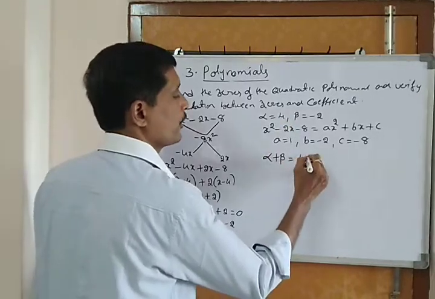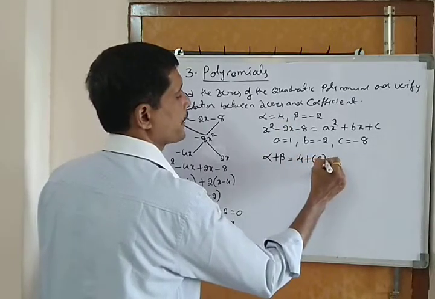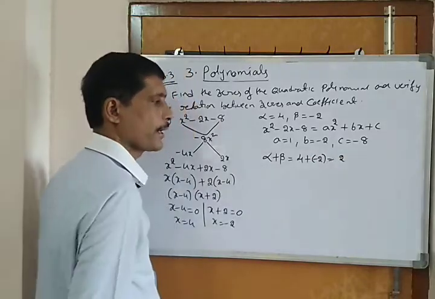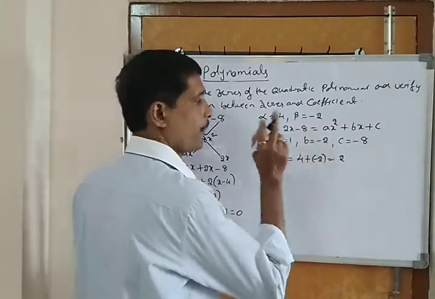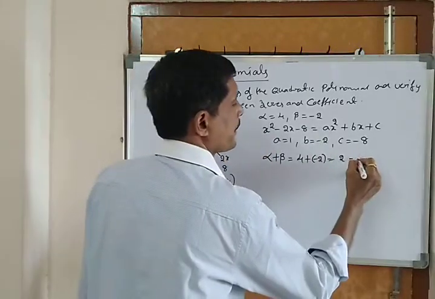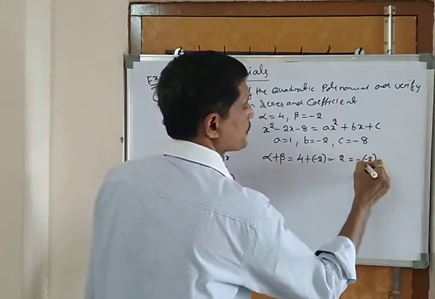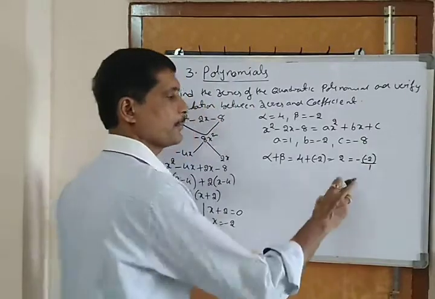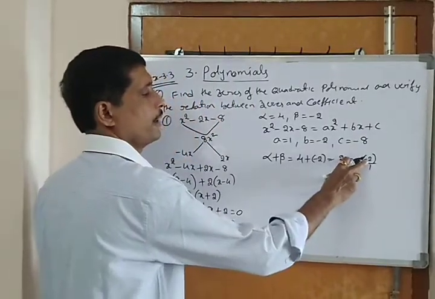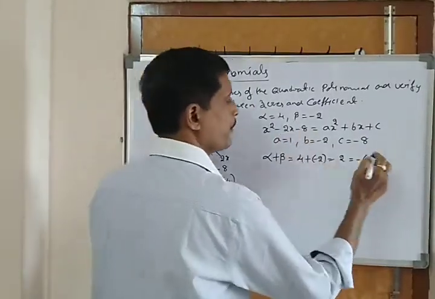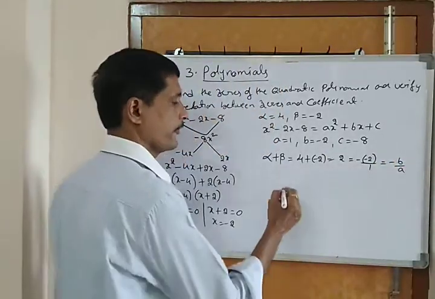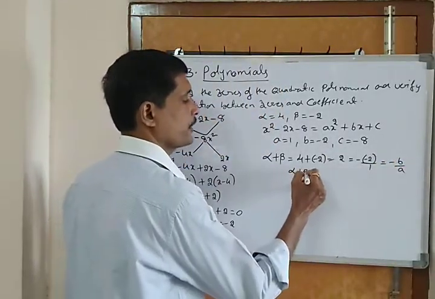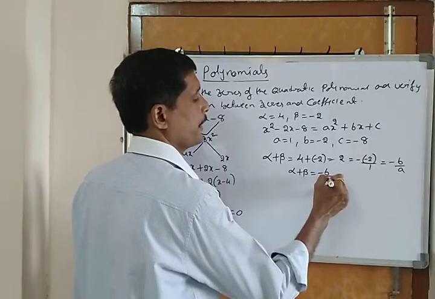Next, the sum of the zeros, therefore alpha plus beta equal to 4 plus minus 2, that is 4 minus 2, equal to 2. Here 2 can be written as minus 2 into minus 1, minus into minus is plus only. Therefore minus 2 means minus b by a. Therefore alpha plus beta equals minus b by a.